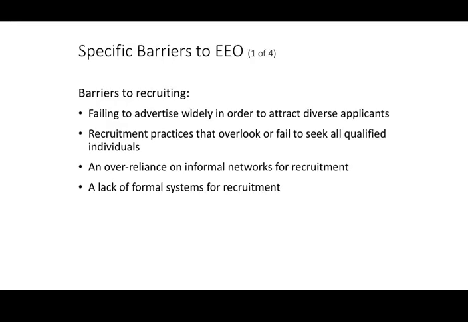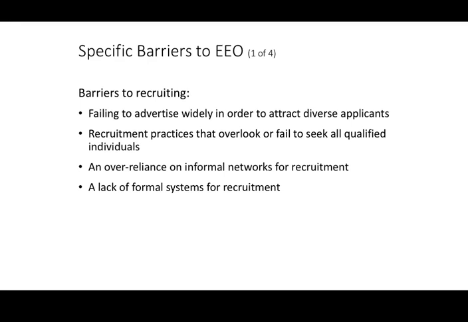So while the last few slides talked about these broader barriers, these general barriers, guidelines that the EEOC puts out, or these general barriers that organizations need to look at at the organization level, there are specific barriers that we need to recognize for recruiting, for selection, et cetera. And so we'll talk a little bit about those.